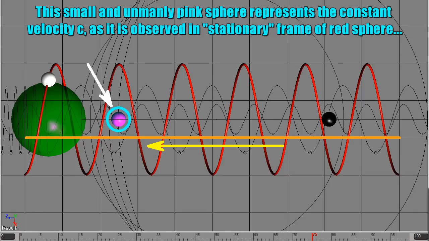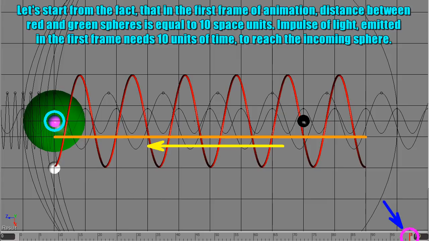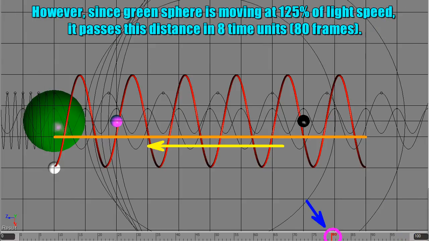This small and unmanly pink sphere represents the constant velocity c as it is observed in the stationary frame of the red sphere. Let's start from the fact that in the first frame of animation, the distance between the red and green spheres is equal to 10 space units. An impulse of light emitted in the first frame needs 10 units of time to reach the incoming sphere. However, since the green sphere is moving at 125% of light speed, it passes this distance in 8 time units, 80 frames.